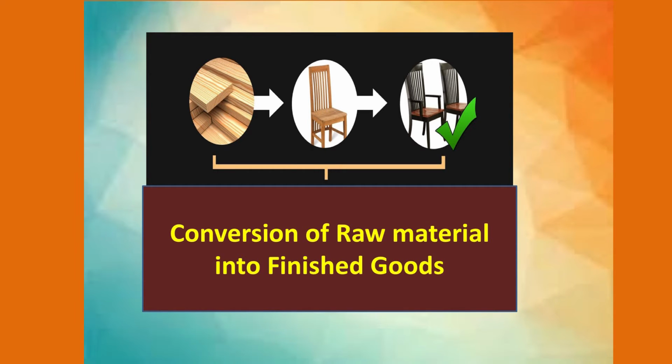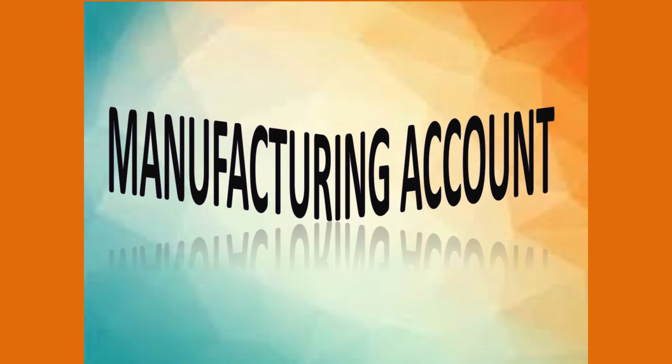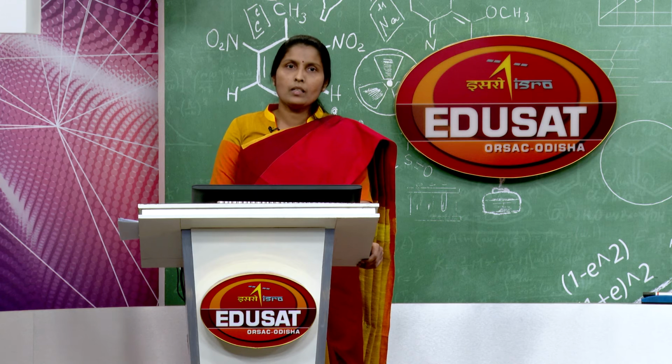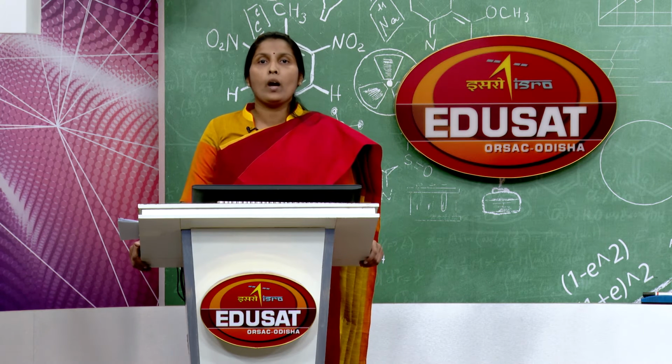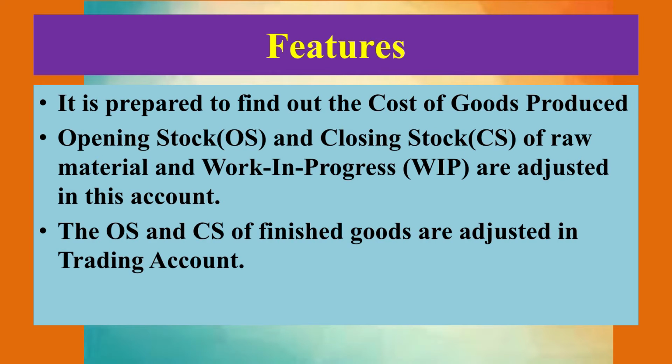Now I can show you how this particular raw material is getting converted. We can see wood getting converted into a chair, and then finally it takes a final shape, and that is a finished good. So today we are going to talk about the manufacturing account. Now what is this manufacturing account and why is it prepared? Basically, a manufacturing account is prepared by manufacturing concerns to find out the cost of goods produced during a year.